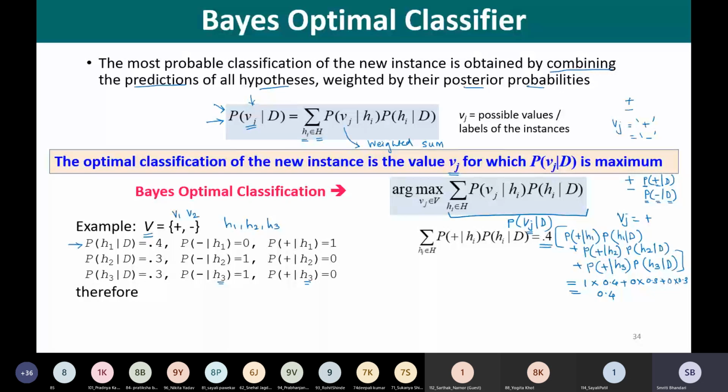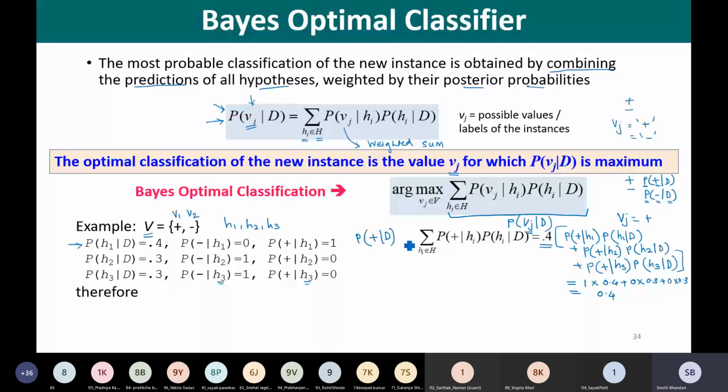Are you getting me? Yes? Are you getting me? So what does this mean? This is probability of positive given D.